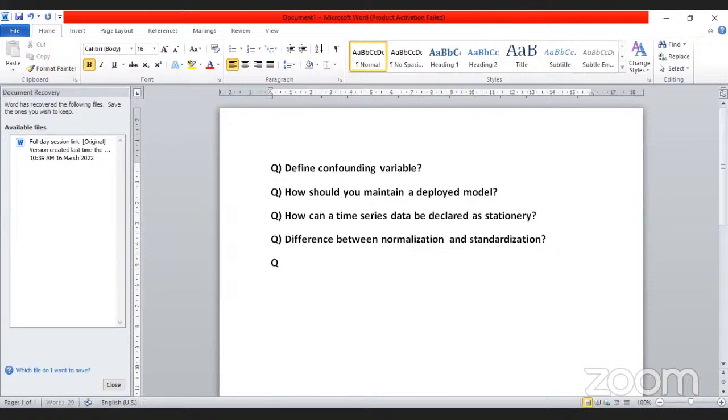Now the next question is: what is prior probability and likelihood? Take some time and try to give the answer. What is the prior probability and likelihood?